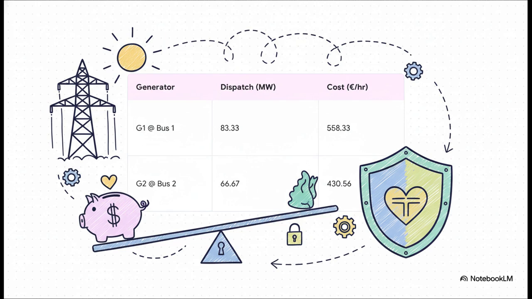And this table here gives us the full picture. It shows the exact dispatch for each generator and what it costs. But remember, this isn't just the cheapest solution, it's the cheapest and safest one. The SCED algorithm has successfully balanced the economics with the physics of the grid.